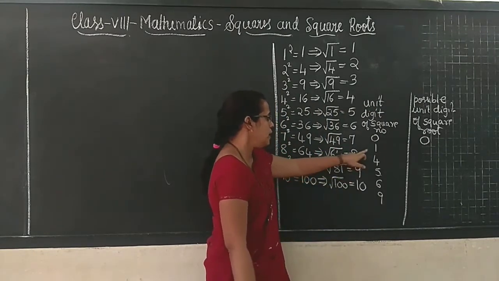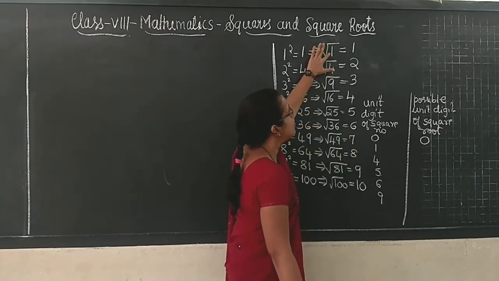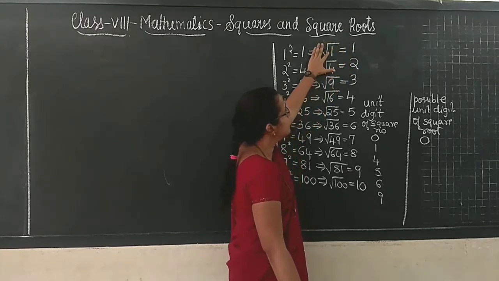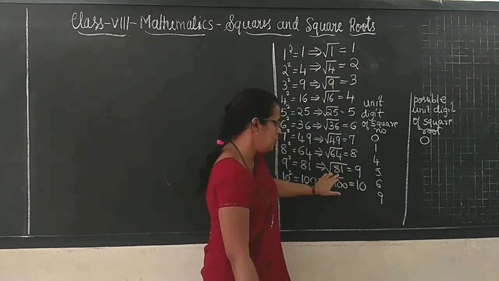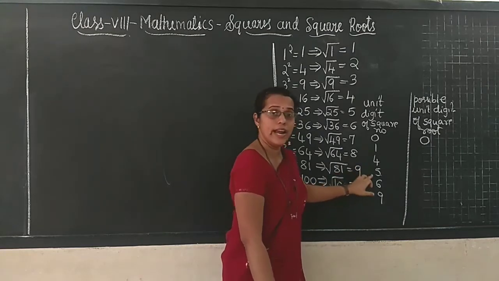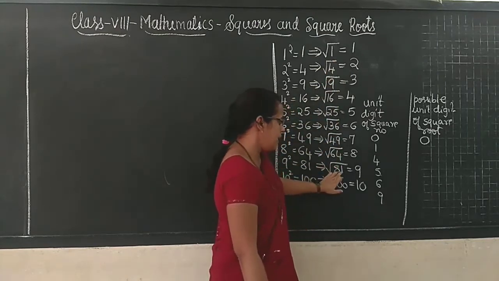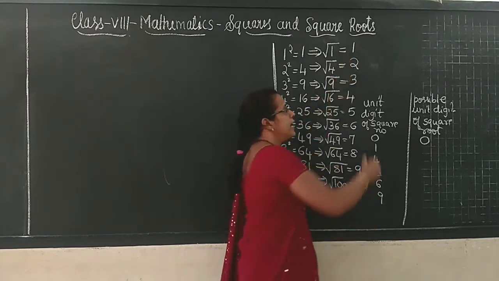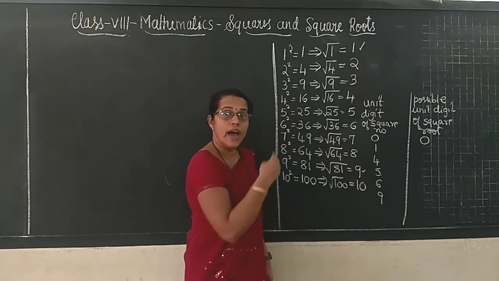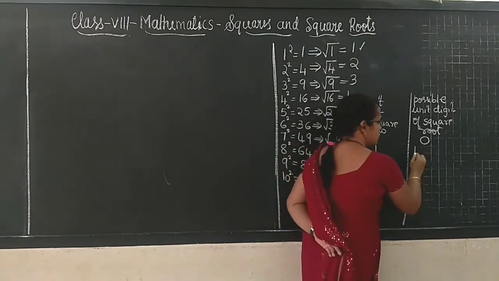Is it okay? If a square number ends with 1, then what does the square root end with? 1. Yes, children. Here only 1 is there. Can you see? 81 also ends with 1. So 81 ends with 1, and its square root ends with 9. Can you make out, children? So here, numbers ending with 1 give 2 different square roots: one ending with 9 and one ending with 1. Okay, 1 and 9.